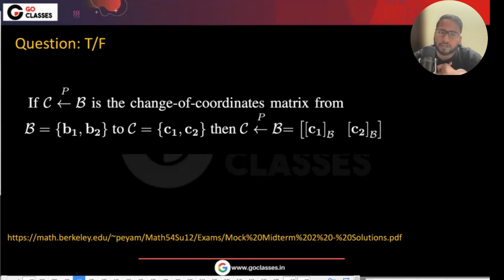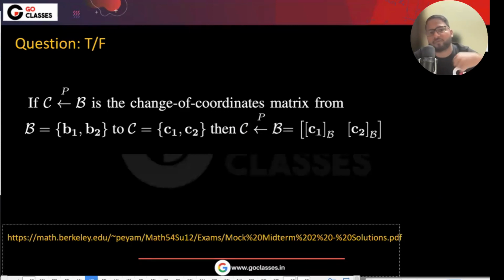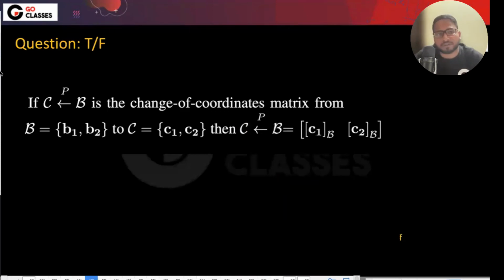So what they're saying is, if you want to go from B to C, this matrix is the change from B to C. Then it is nothing but this. Yeah, nice. So everyone has given the correct answer. This is actually false, right? Why is this false? Let's just see.